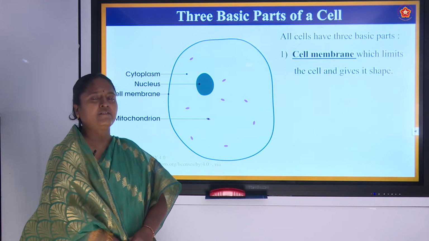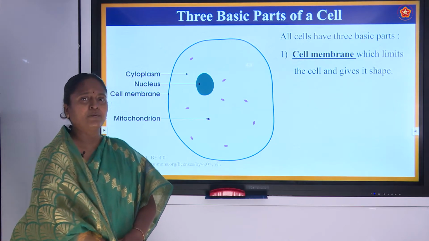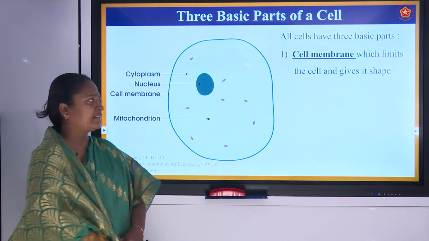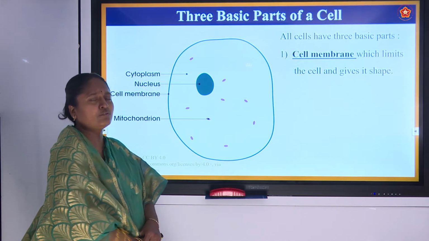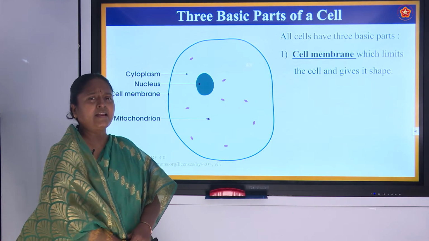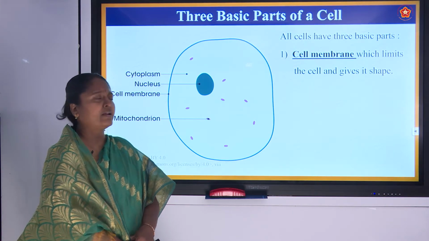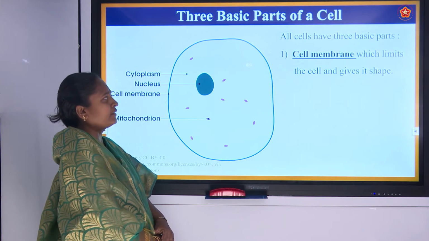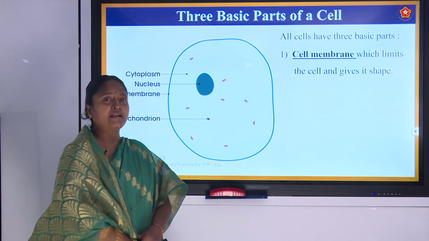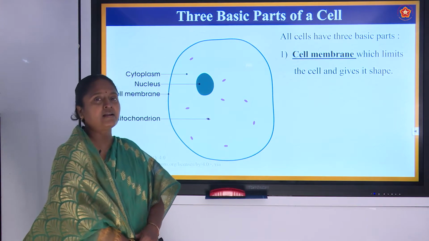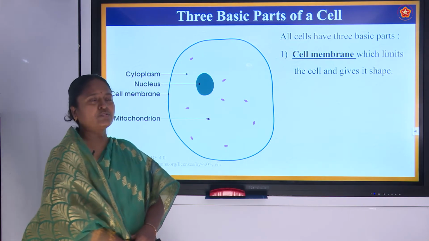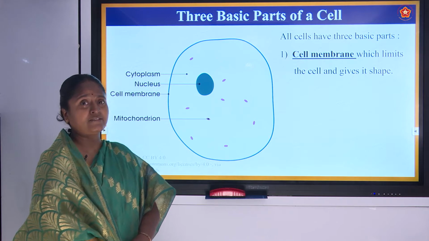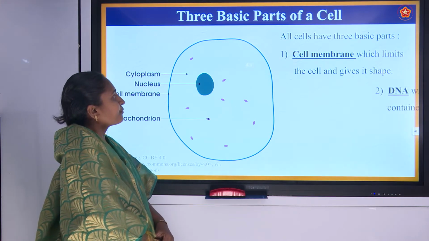When we are drawing, we have a compound wall around our house, like that. The cell should have something to demarcate, like where I am and how I am. And then it gives a shape to a particular cell. We have seen in the previous slide the red blood cell, right? It is all circular. You can see little flattened sphere-shaped cells.